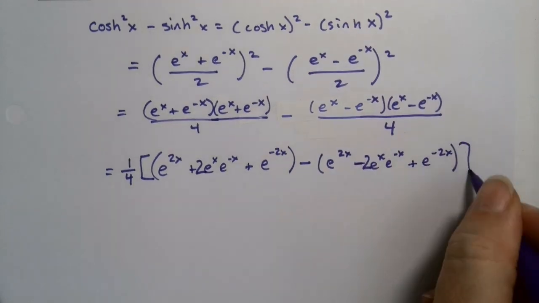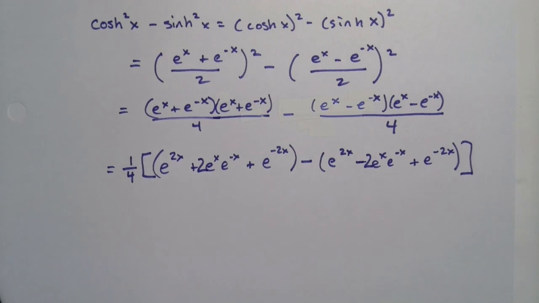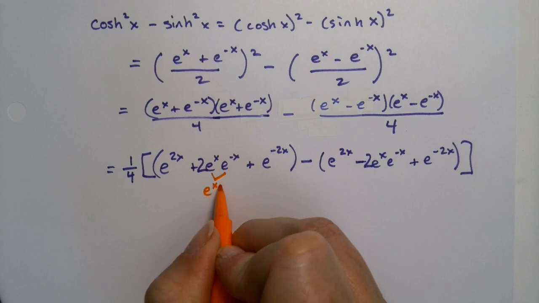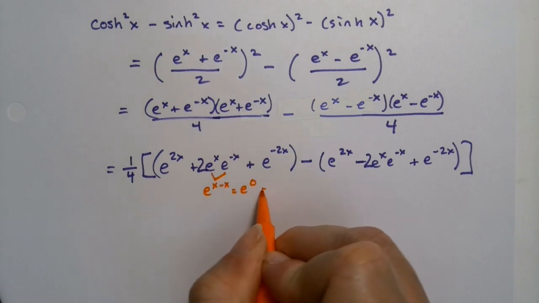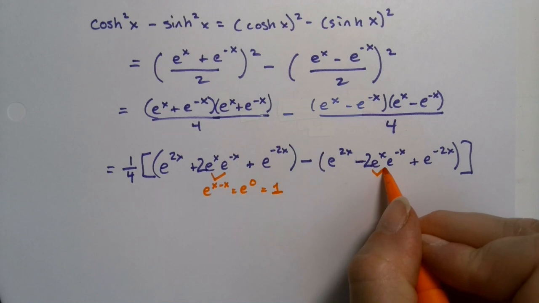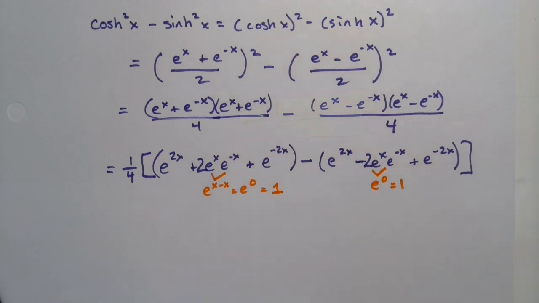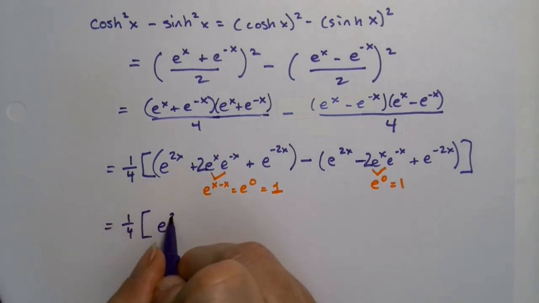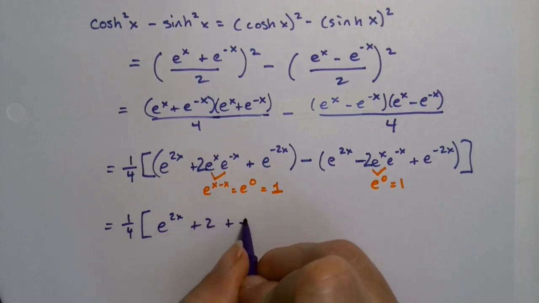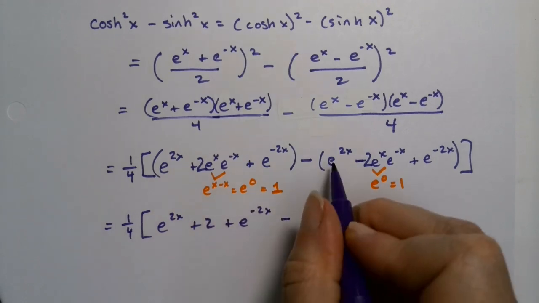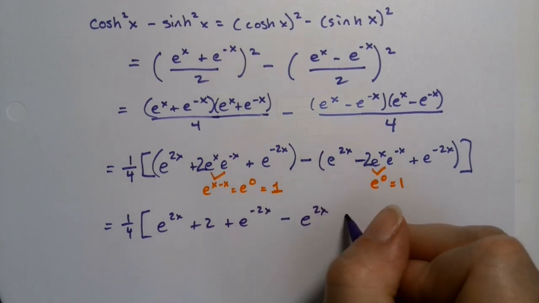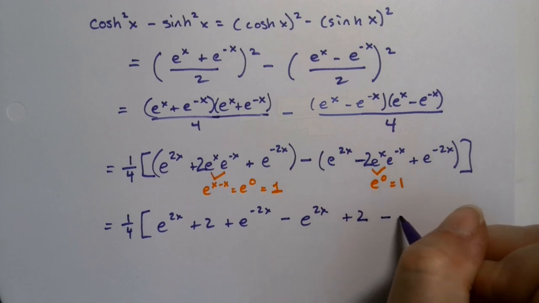Now, keep in mind, e to the x times e to the negative x would be e to the x minus x, which is e to the 0, which is 1. And that would happen here as well. So that means that I have a fourth out in front. Then I have an e to the 2x plus 2 plus e to the negative 2x minus e to the 2x minus a minus 2, which is plus 2, and then minus an e to the negative 2x.